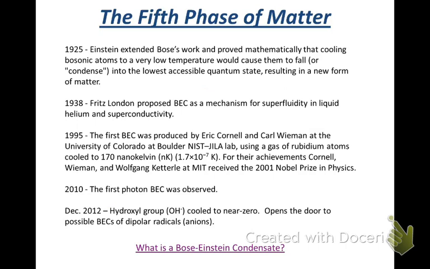And in 1925, Einstein extended Bose's work and proved mathematically that you could cool these bosons to very low temperatures, and you could actually cause them to fall into a quantum state, which he said would be a new form of matter. In 1938, Franz London successfully showed that BECs, this Bose-Einstein condensate, is probably what's happening when a liquid like helium becomes superfluidic and superconductivity.